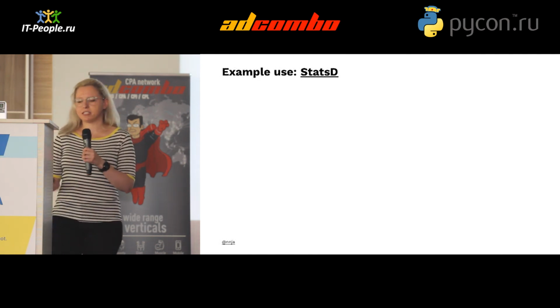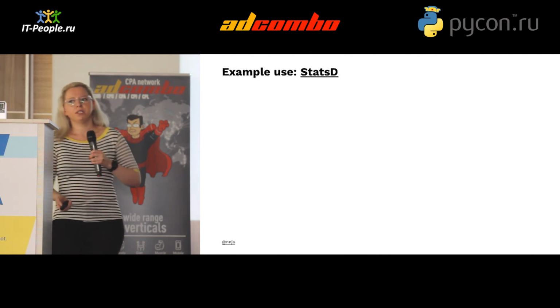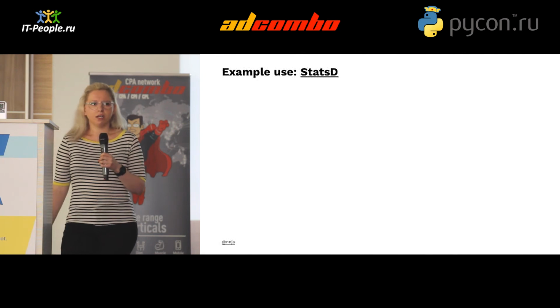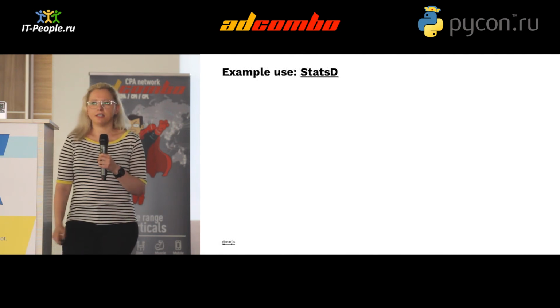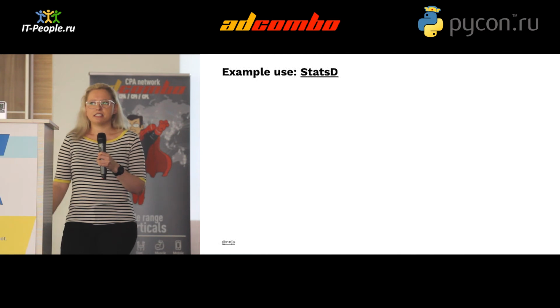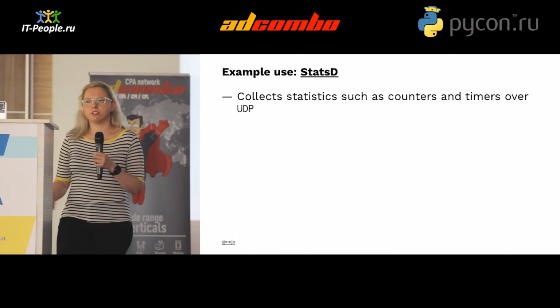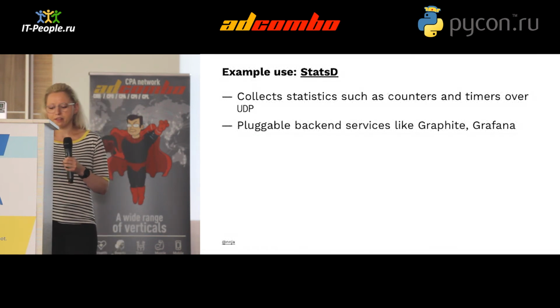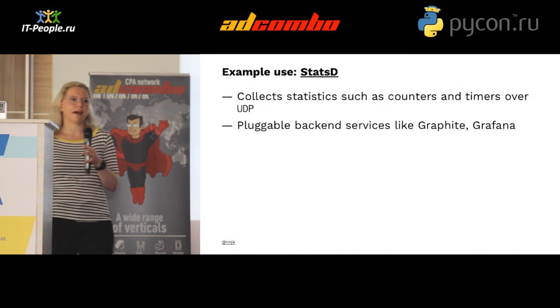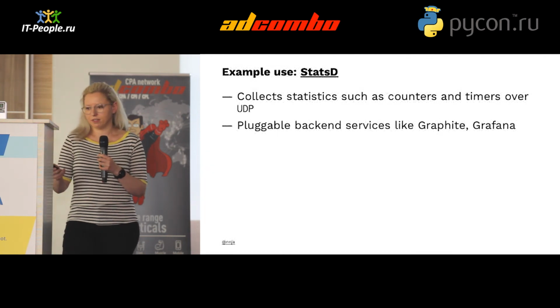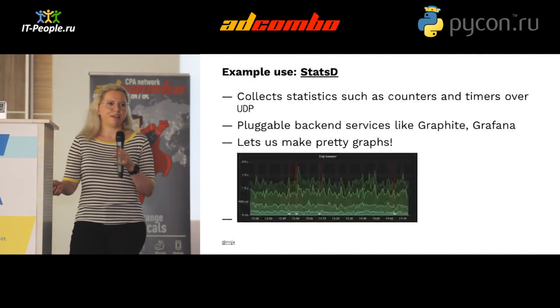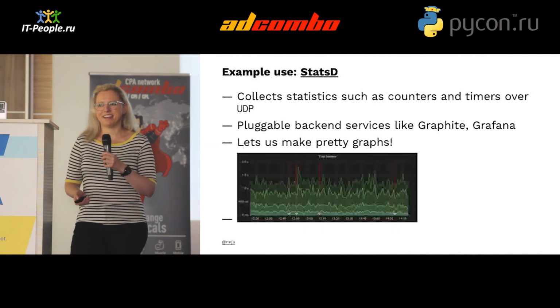So an example use case of this, StatsD. It's an open source project by Etsy. It lets us make pretty charts and graphs. It collects statistics such as counters and timers using UDP. And then there's these pluggable backend services, Grafana, Graphite, and it lets us make graphs like this. Pretty nice.